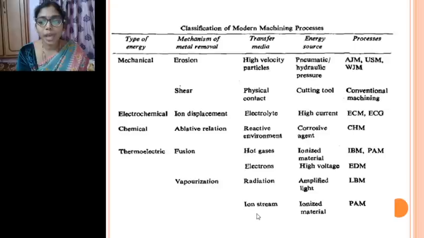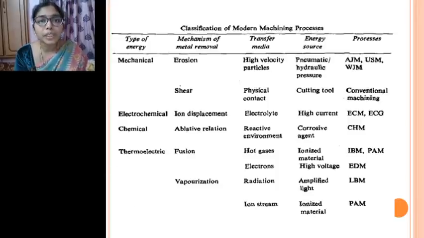And then again we have ion stream, that is plasma arc material machining process. Plasma is nothing but ionized gas, so that gas is used to remove the material from the surface. So these are the different energies.